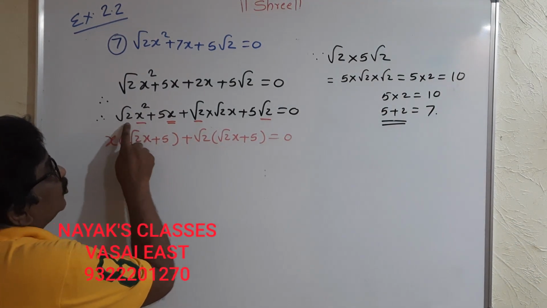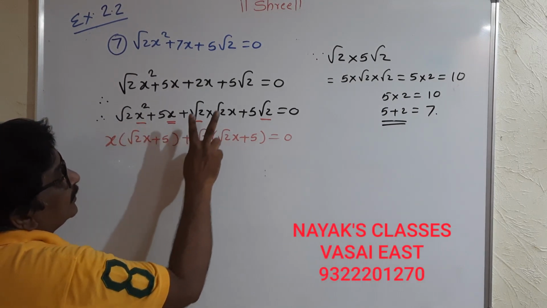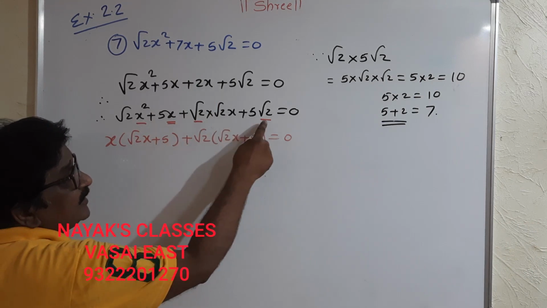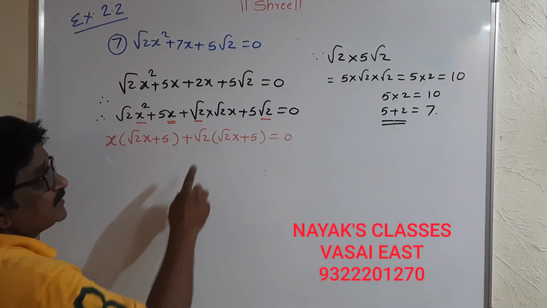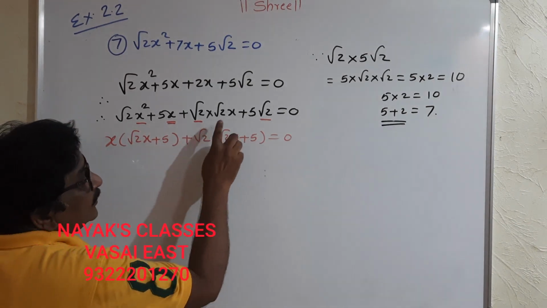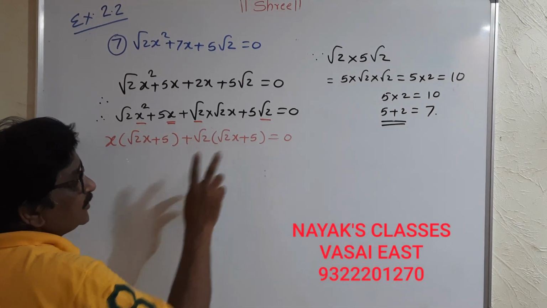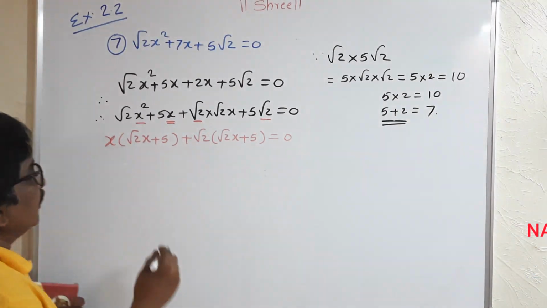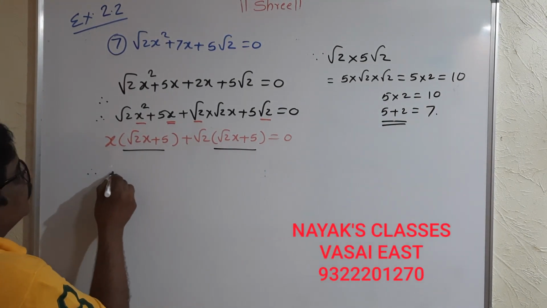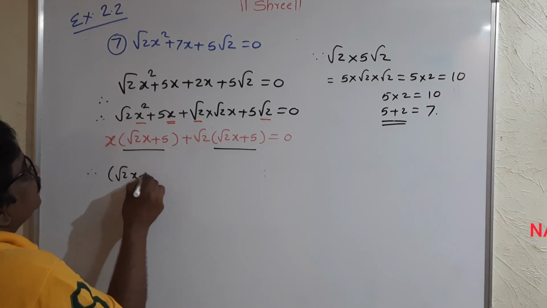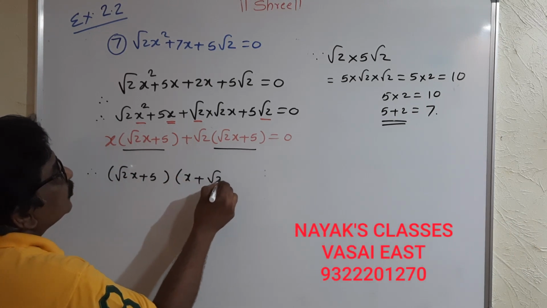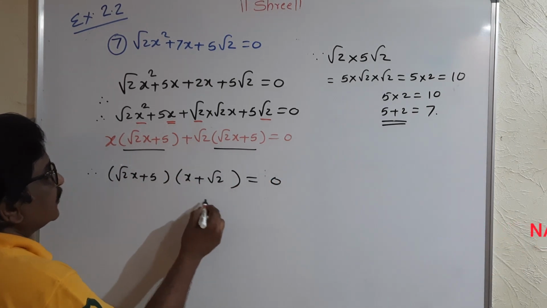So out of these, x is common. Why have I made this root 2 into root 2? This root 2 and this root 2 will come out as common. So root 2 has been taken common, and remaining root 2x plus 5 is in the bracket. So let us see, these two brackets are common. Therefore, root 2x plus 5, the remaining is x plus root 2, is equal to 0.